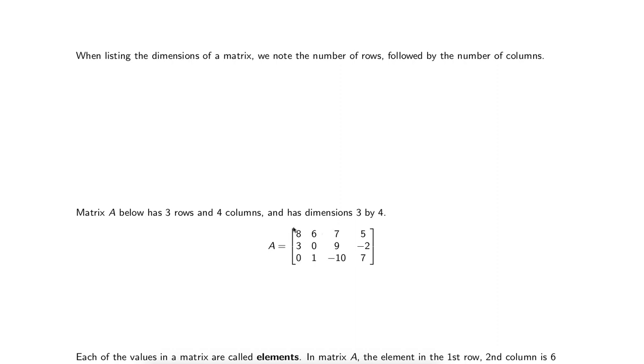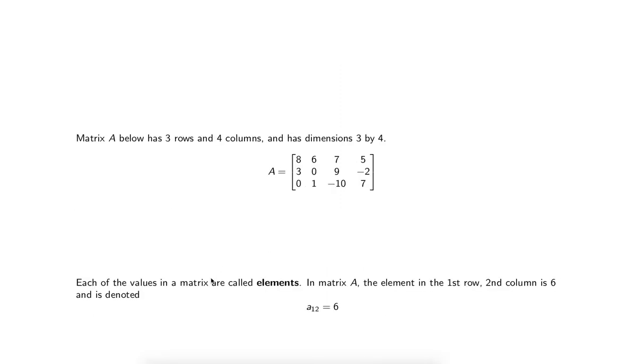So we have a 3 row by 4 column matrix, and much like with vectors, if we multiply that 3 times 4, like finding the area of a rectangle, that'll tell us how many elements are in the matrix. Each of the values, much like with vectors, is called an element. So in matrix A, the element in the first row, second column, the intersection of the first row, second column, is this 6.